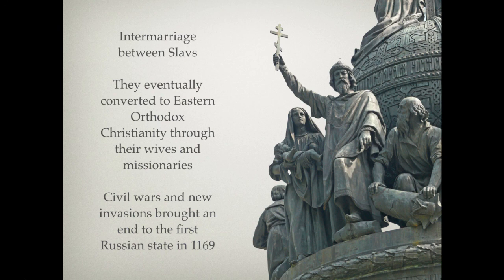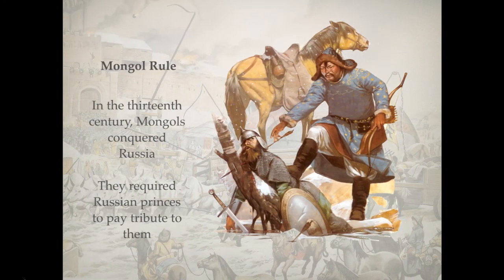Now, civil wars inevitably emerged, and new invasions brought an end to the first Russian state in 1169. But this major shift ends up creating a new identity for Russia as things begin to emerge. But it's really in the 13th century that we see Mongols conquer this first emerging Russia, and they really required the Russian princes to pay tribute to them, no centralized authority. The Mongols will try to control the territory, but only from a distance.